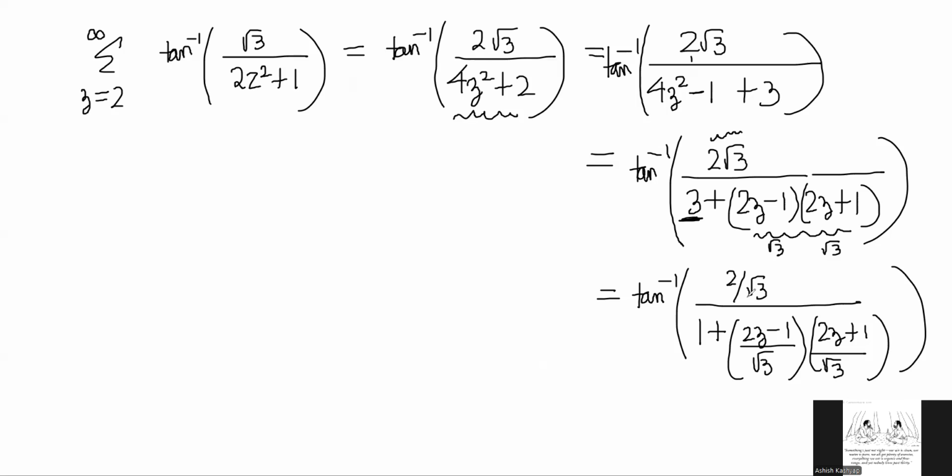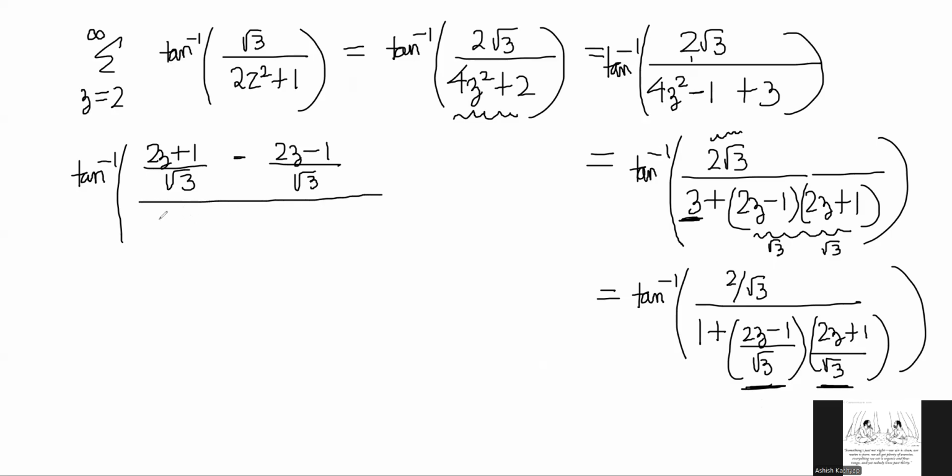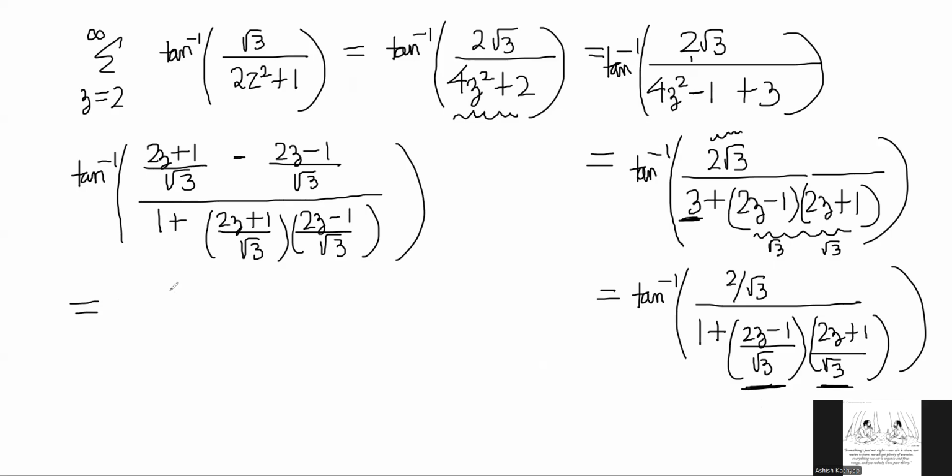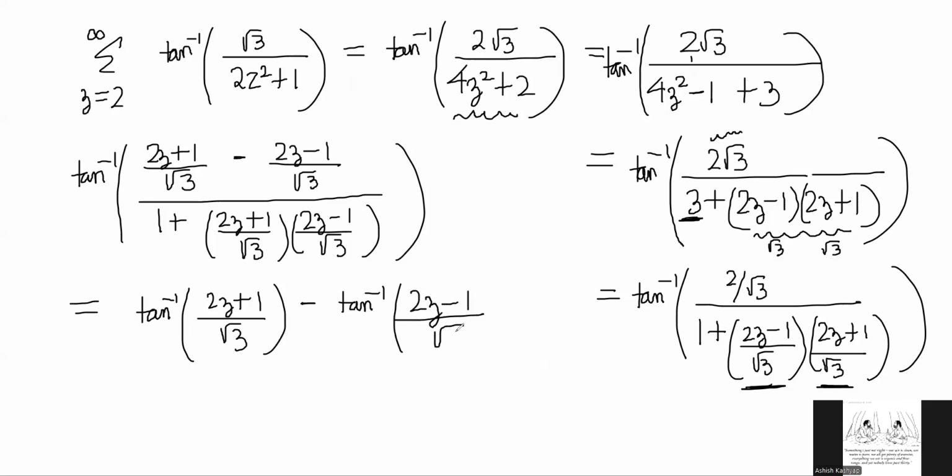The reason I want to do it like this is because now the difference of these two terms is equal to 2 by root 3, which is the numerator. So I can write it as 2z plus 1 by root 3 minus 2z minus 1 by root 3 divided by 1 plus 2z plus 1 by root 3 multiplied by 2z minus 1 by root 3. And now this is in the proper form, and we can write it now as tan inverse of 2z plus 1 by root 3 minus tan inverse of 2z minus 1 by root 3.